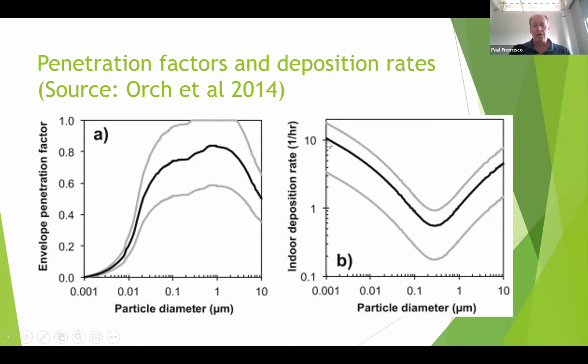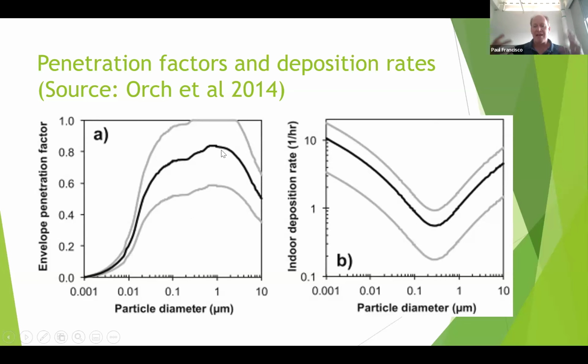Then when you look at particle diameter and deposition, so that's how quickly they get removed through diffusion or settling, you have high deposition, meaning high removal rate, until it drops, and then it starts going back up. One of the things that's really important is that in this 0.1 to 1 micron range, you don't have a lot of deposition and you do have a lot of penetration.